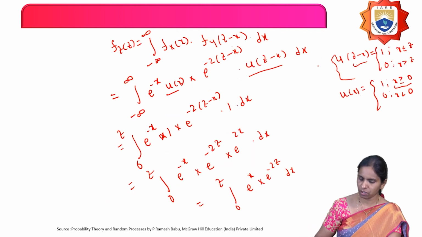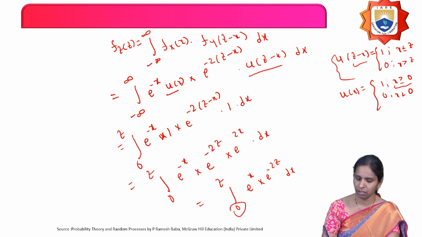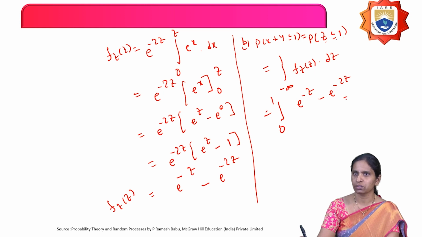But for what values of z is it defined? What is the lower limit of z? The lower limit of z is nothing but 0. Therefore, you write from 0 to 1, where f_Z(z) equals e^(-z) minus e^(-2z). That equals the integration of e^(-z), which is minus e^(-z), minus the integration of e^(-2z), which is e^(-2z) by minus 2. So minus of minus gives plus, and the limits are from 0 to 1.